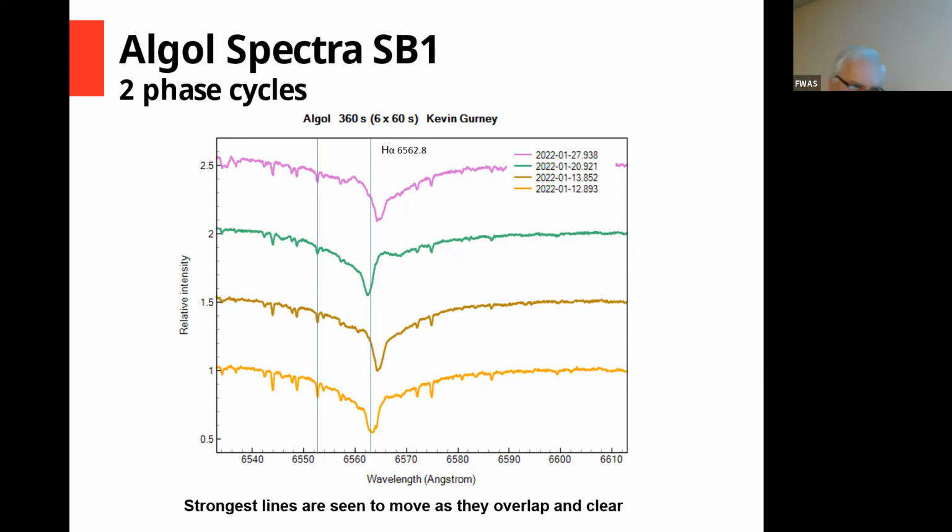You're mainly going to see the brighter star's absorption line, but the lines kind of overlap together and then break apart. So the brighter one will dominate. It's the convolution of the light of both lines that you're seeing here. All right, so that's an SB1.